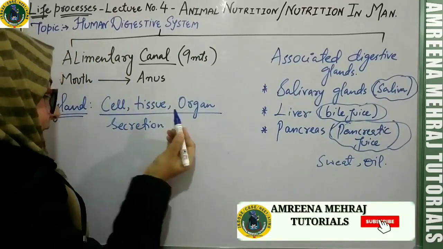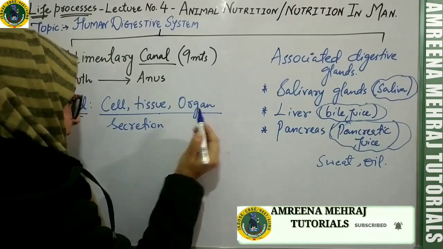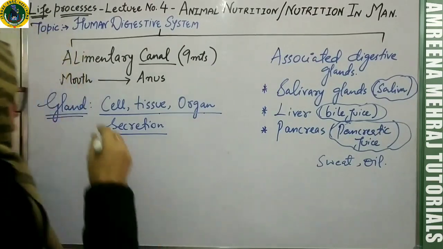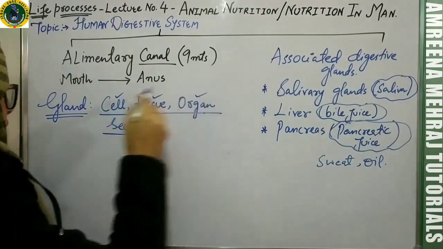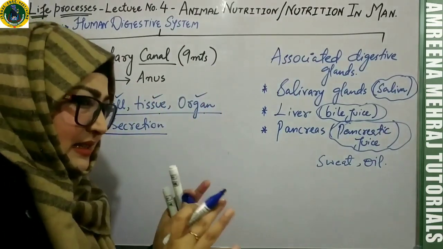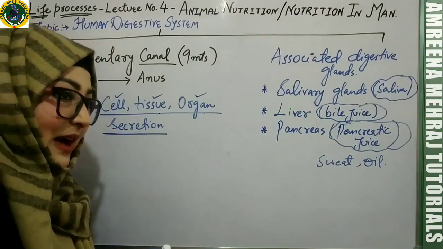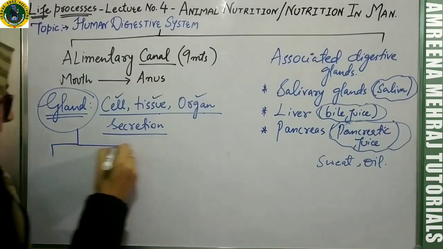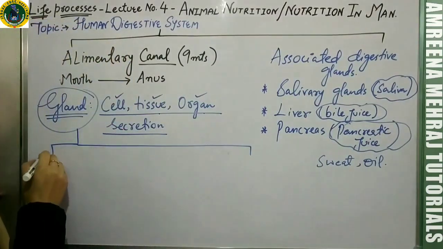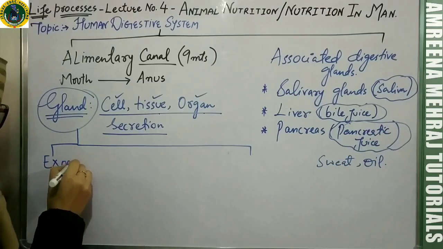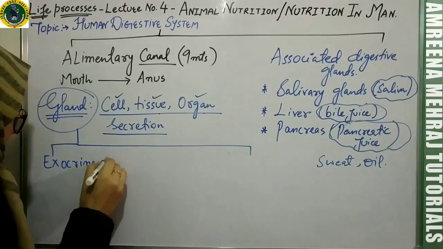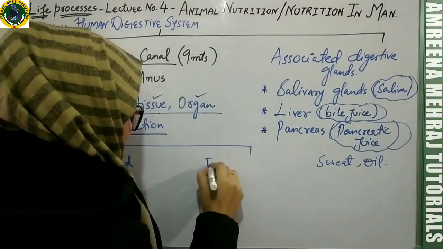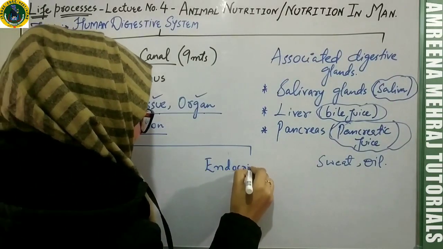So any cell, any tissue, any organ that has the capability of producing some sort of secretion, you call that cell, tissue or organ a gland. This is the very basic definition. Now, you have two types of glands. Pay attention. How many types of glands do you have? Two types. One we call exocrine gland. What do we call? Exocrine gland. And another we call endocrine gland.